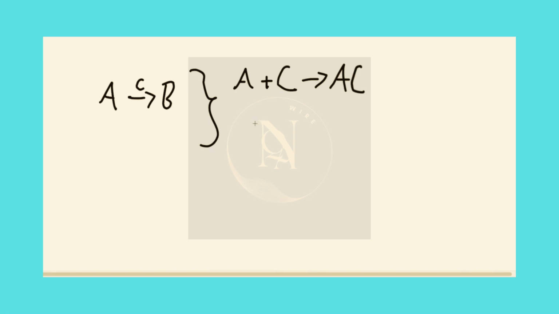Remember, if we have some reaction, A going to produce B with some catalyst C, this means that what's actually going on here is that we have A plus some catalyst C going to produce AC, and then we have this AC, which is going to produce B plus C.